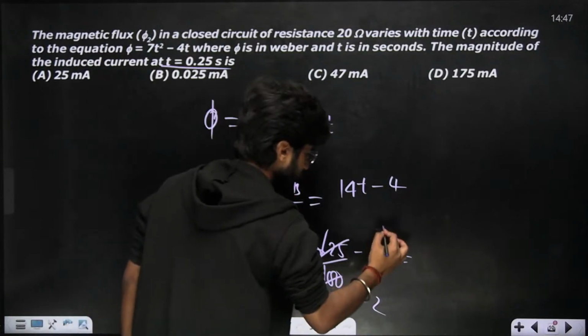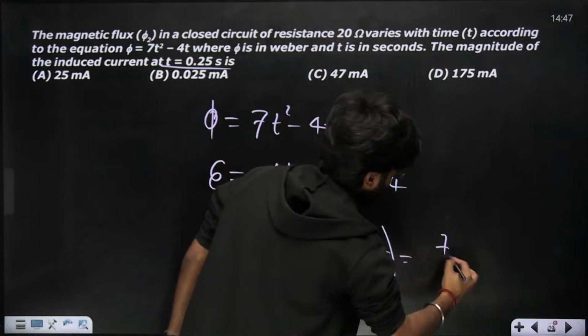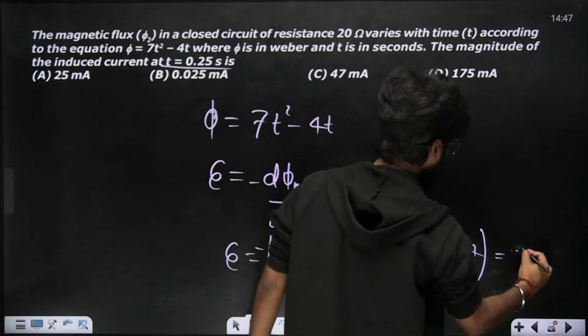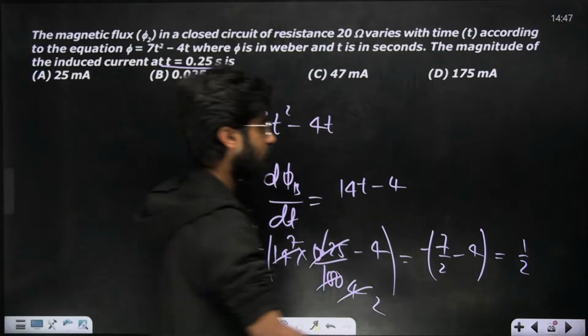No? There is a minus sign also. So this will be 7 twos are 14, 7 minus 7 by 2, 7 by 2 minus 4. So this will be simply minus 1 by 2 n plus 1 by 2. This is the induced EMF, means in volt.